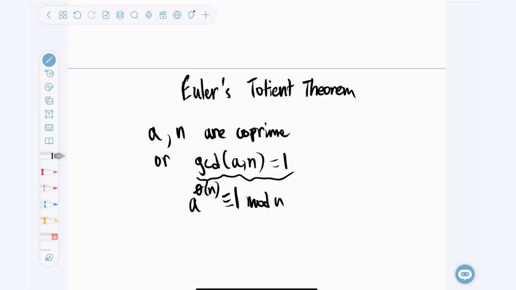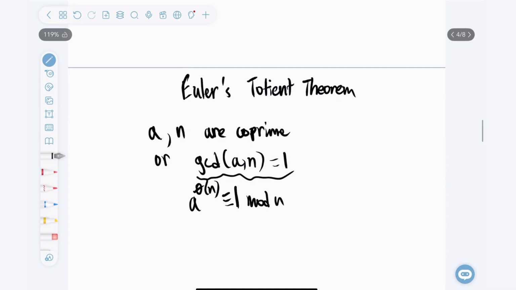To prove this, we use the concept of a reduced residue system, and this is simply the set of all integers between 1 and n that are co-prime to n. So for example, when n equals 10, the reduced residue system is R equals the set with elements 1, 3, 7, and 9.